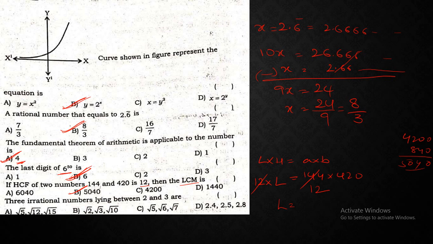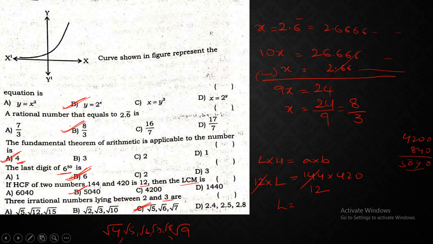Next, 3 irrational numbers lying between 2 and 3. So how can I write 2? I can express 2 as root 4. The same way, root 3 I can express as root 9. Now in between root 4 and root 9, what are the values that I can write? Root 5, root 6, root 7, root 8. So what are the answers then? Root 5, root 6, root 7.